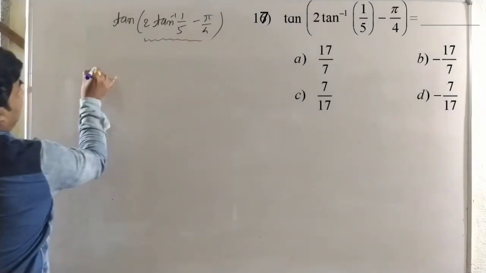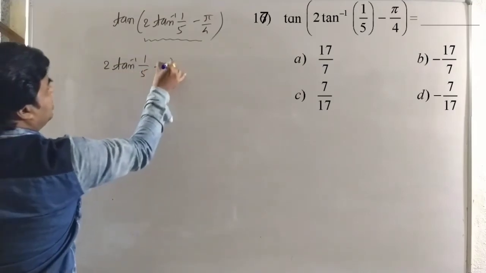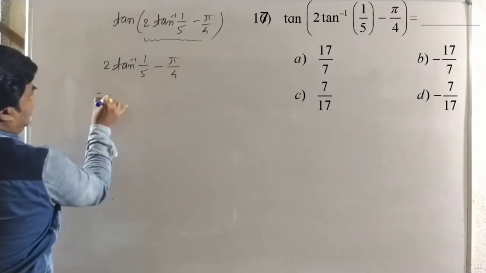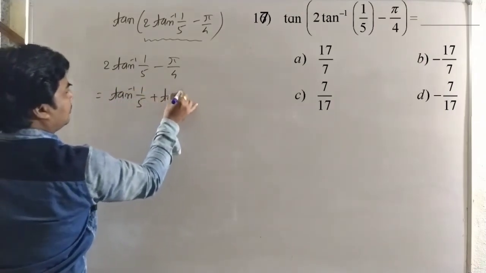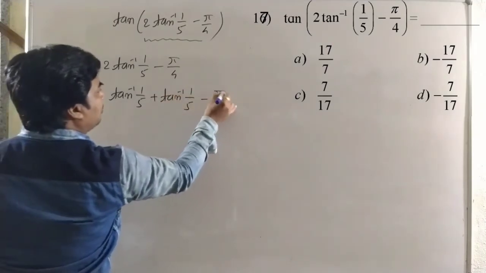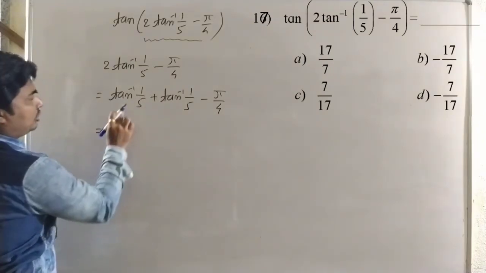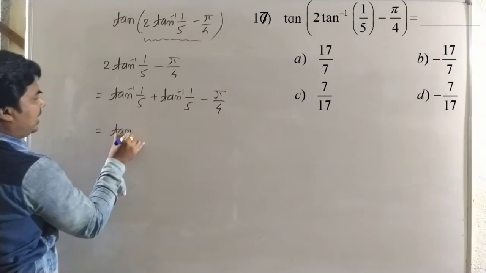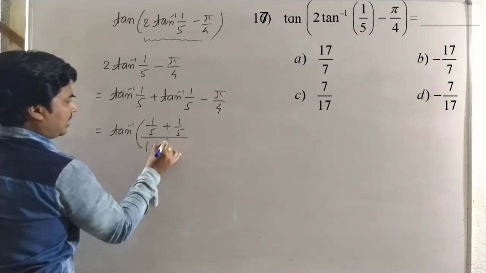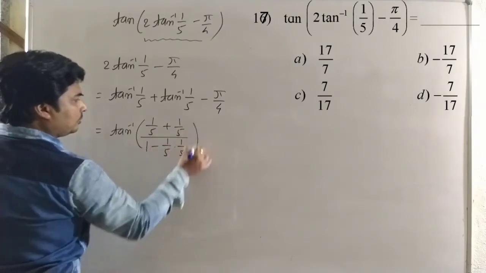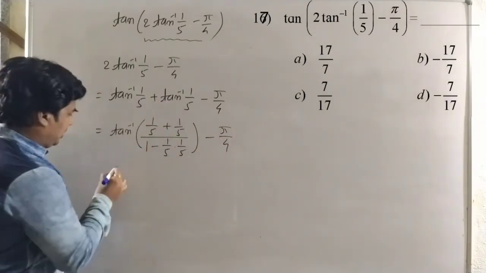Here 2 tan inverse of 1 by 5 minus pi by 4 is tan inverse of 1 by 5 plus tan inverse of 1 by 5 minus pi by 4. See carefully this. Then again here is tan inverse x plus tan inverse y. Therefore it is tan inverse of (1 by 5 plus 1 by 5) upon (1 minus 1 by 5 into 1 by 5) and minus pi by 4 as it is. Here we use the formula tan inverse x plus tan inverse y. Now take the calculation.